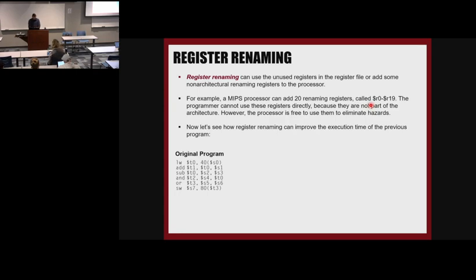Right? So now let's see how register renaming can improve the execution time of the program that we had. This is the original code we had. And now what we need to do, this was the subtraction that was causing the problem, the write after read issue, right? So now let's change this T0, which was the reason that we had this write after read dependency, to R0. And obviously because we changed this to R0, this should change to R0 as well. Because we want to use the output of this instruction in the AND operation.